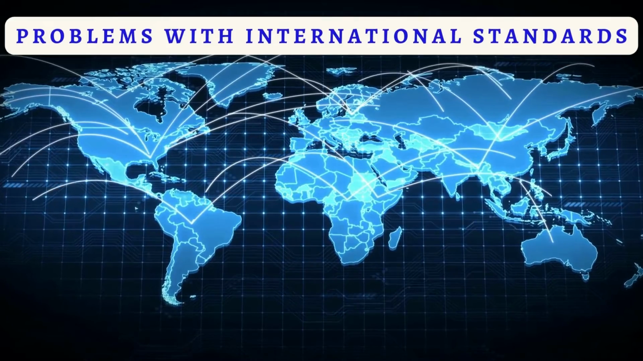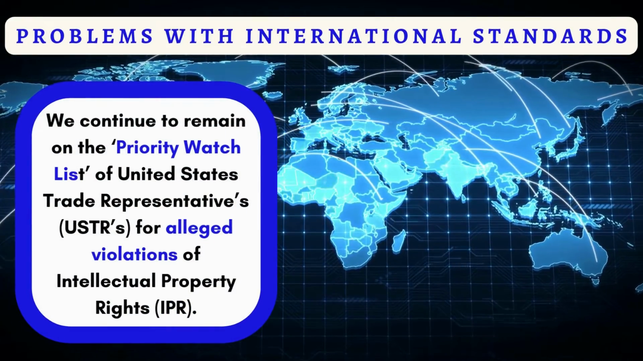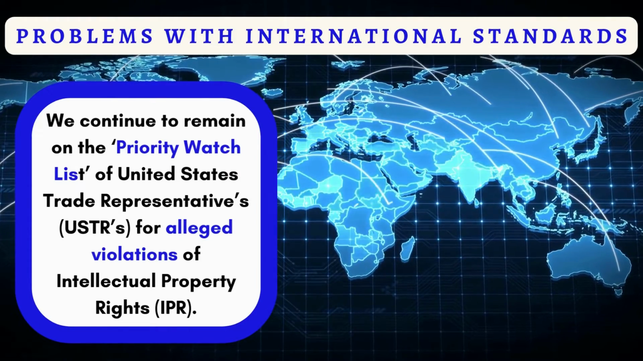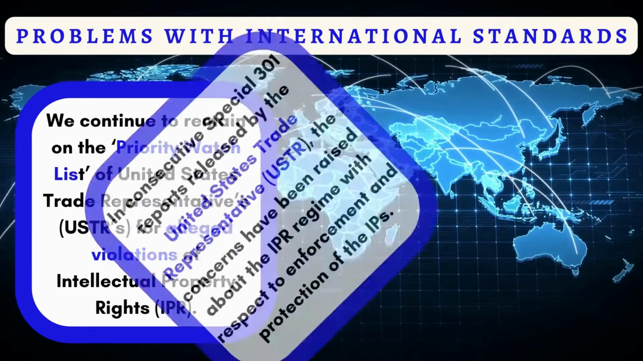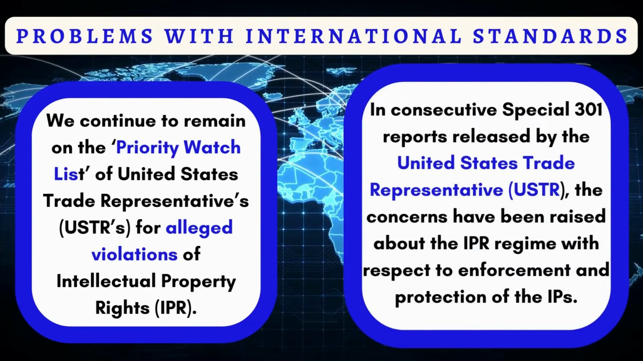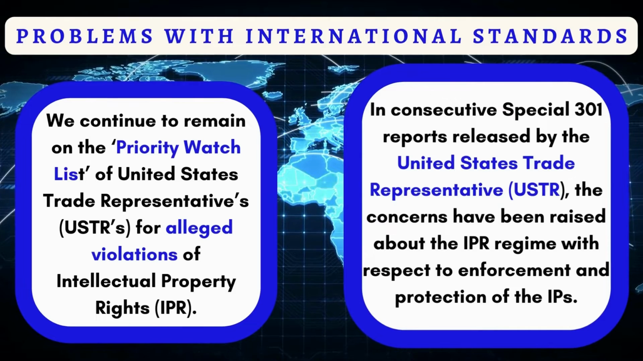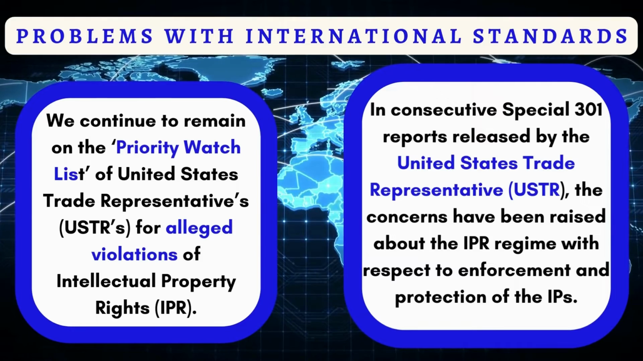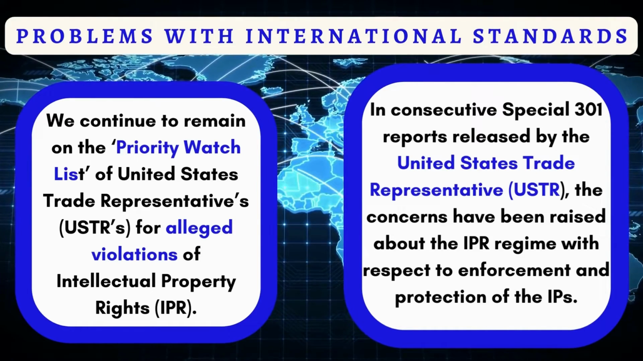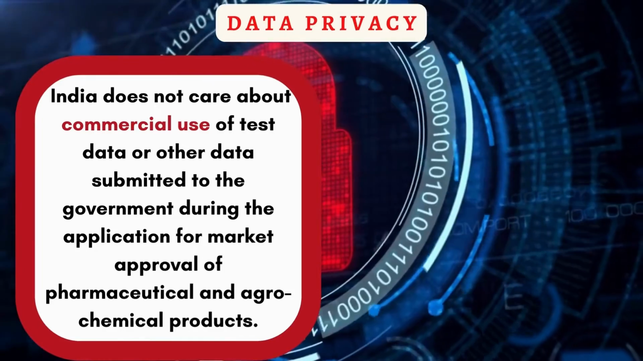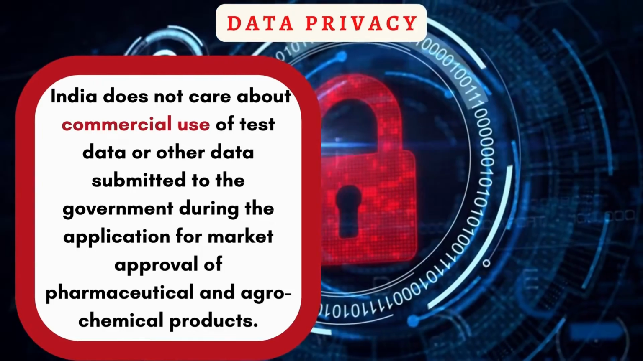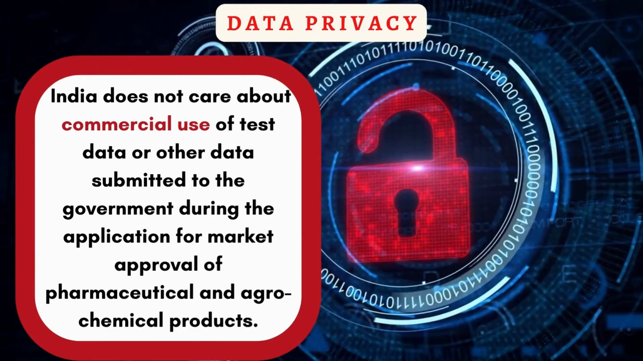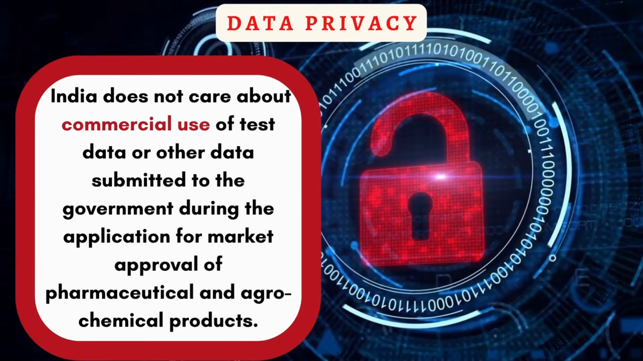Problems with international standards. We continue to remain on the priority watch list of the United States Trade Representative for alleged violations of intellectual property rights. In consecutive Special 301 reports released by the United States Trade Representative, concerns have been raised about the IPR regime with respect to enforcement and protection of the IPs. According to foreign companies and investors, India does not care about the commercial use of test data or other data submitted to the government during the application for market approval of pharmaceutical and agrochemical products.